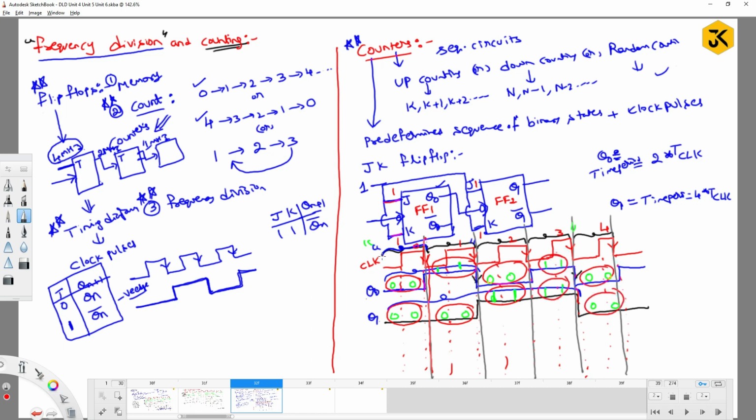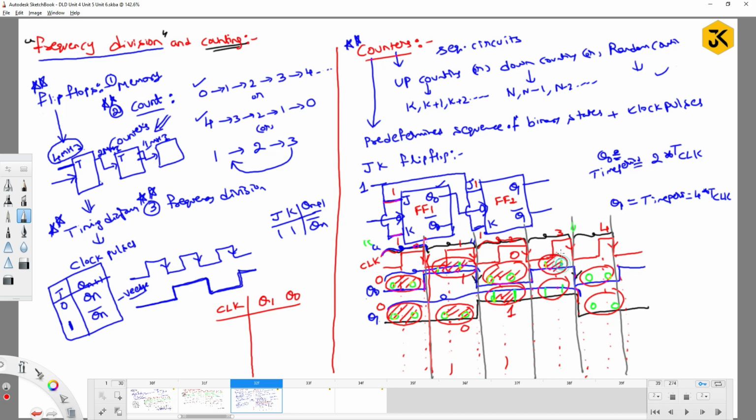Meaning that for the given clock signal, if I write Q1 and Q0, I take this entire thing as one unit. So I take this as 0, this as 0, this entire thing as 1, this entire thing as 0, this entire thing as 0, this entire thing as 1. Why have I taken it like that? Because this comes under one clock signal. Now try to observe.